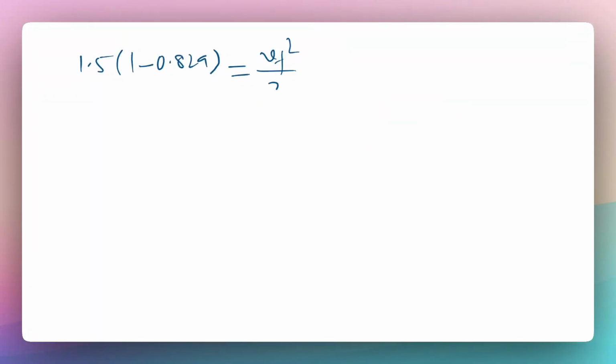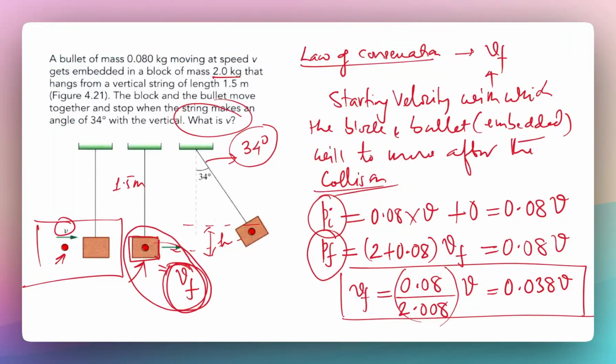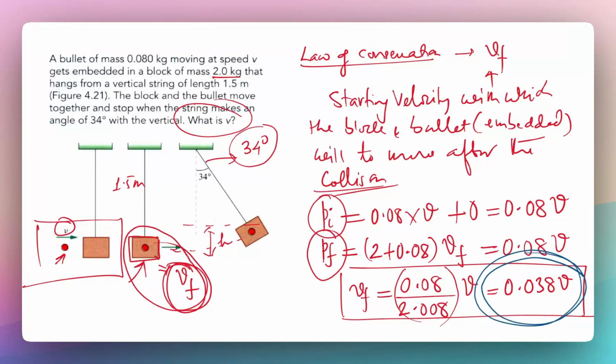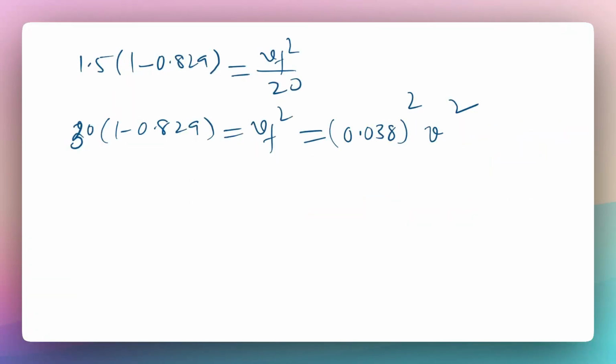So Vf square by 20. So this will go on that side. So this is 20 into 1.5, that will become 30 into 1 minus 0.829 and the Vf square, right? And Vf square in terms of V, we have already found out, right? This is the one. Okay. So 0.038 square into V square. Okay. And all we are looking for in this question is this final value V, right? So this is what we are looking for, right?